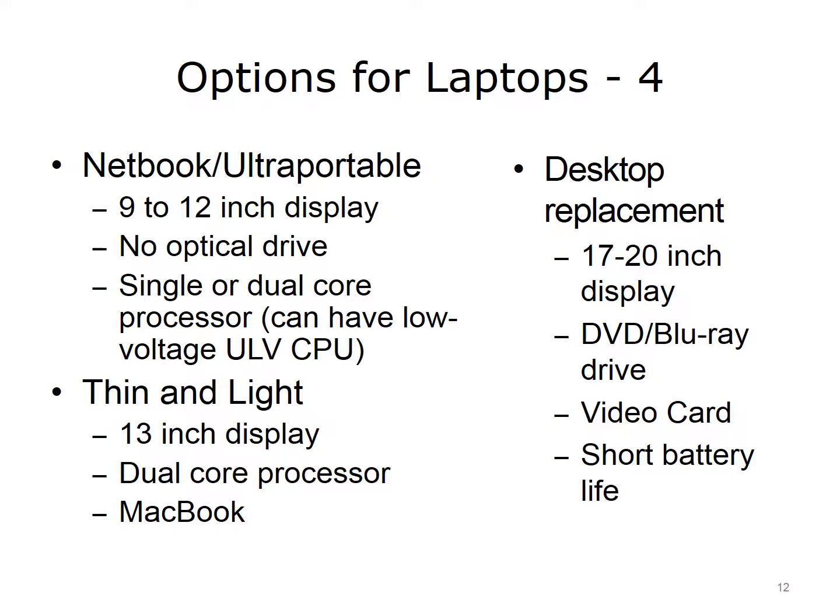The next step up is the thin and lights with 13-inch displays. These usually have a dual-core processor. A MacBook is a good example of a thin and light.